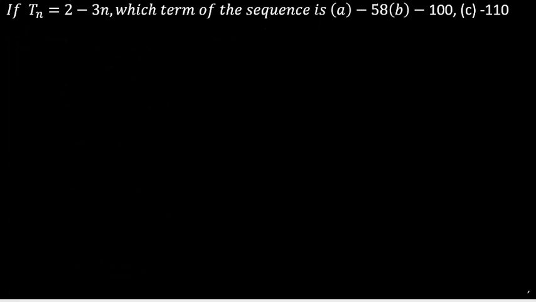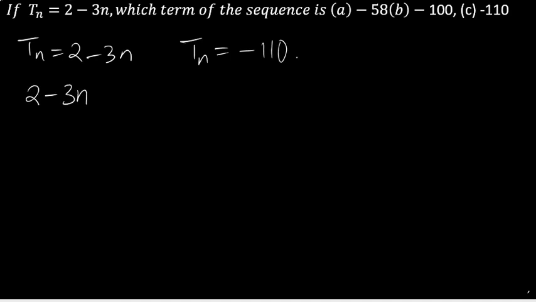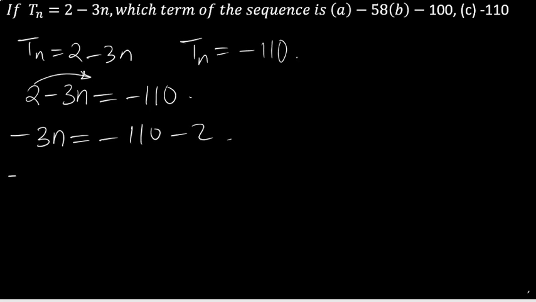Now let's solve the c part of the question. When the nth term is 2 minus 3n, we're looking for the value of n when the nth term is equal to minus 110. That implies that we're looking for the value of n, so 2 minus 3n is equal to minus 110. Now let's move 2 to the other side. You have minus 3n equal to minus 110 minus 2, so minus 3n is equal to minus 112.